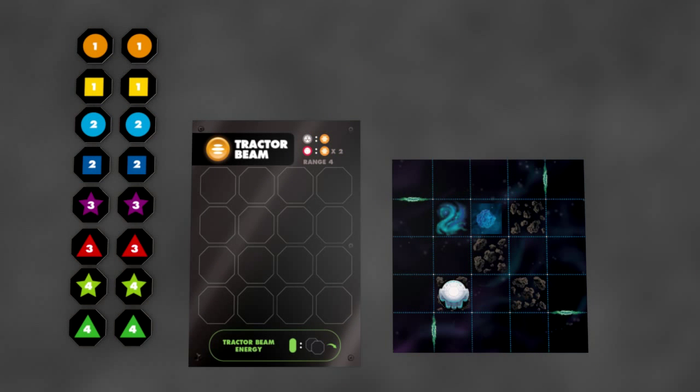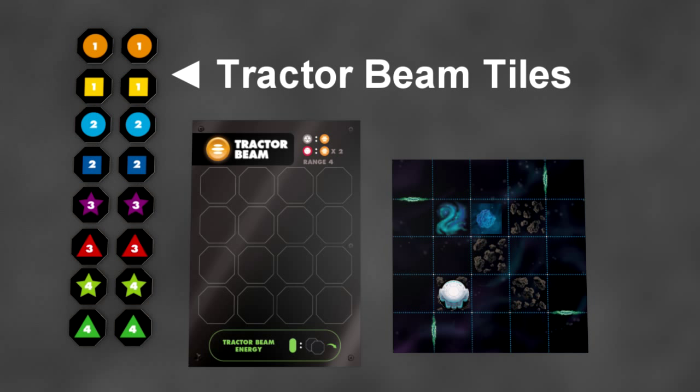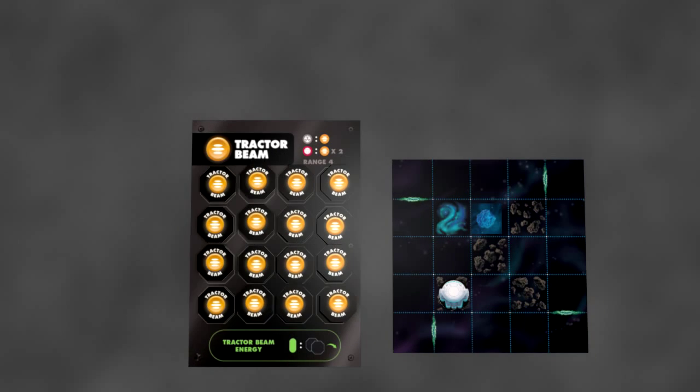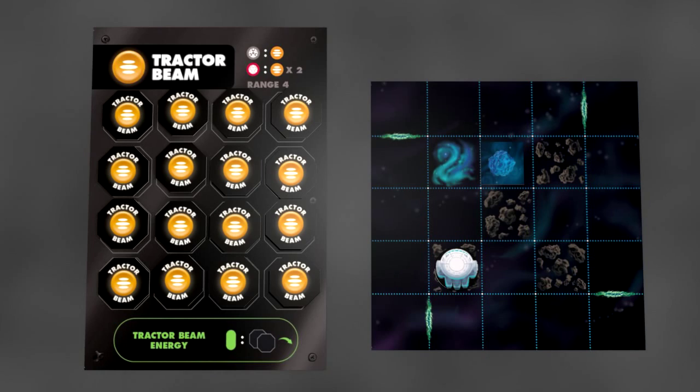Tractor beams are controlled using the tractor beam display and the 16 tractor beam tiles. There are 8 pairs of matching tiles. At the start of the mission, you will mix them up and place them face down on the tractor beam display. To successfully use the tractor beams, you need to find the matching tile pairs.